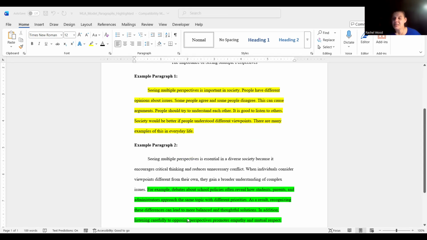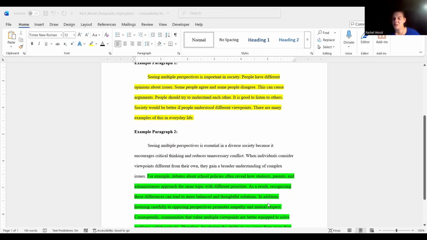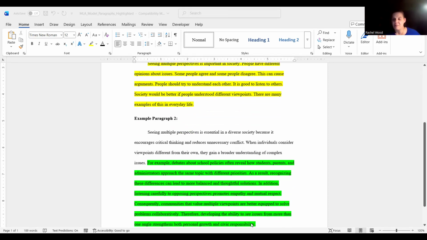In addition, listening carefully to opposing perspectives promotes empathy and mutual respect. Consequently, communities that value multiple viewpoints are better equipped to solve problems collaboratively. Therefore, developing the ability to see issues from more than one angle strengthens both personal growth and civic responsibility.